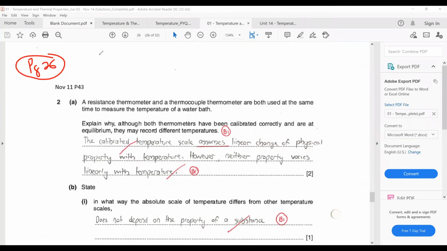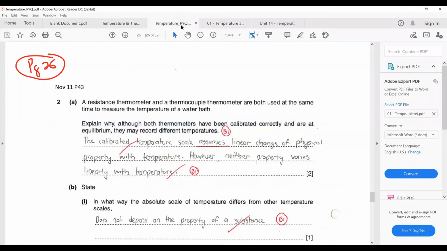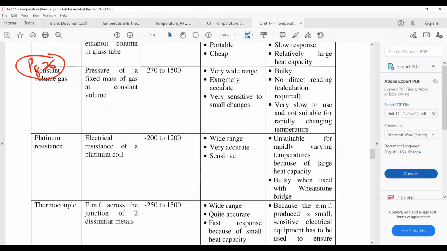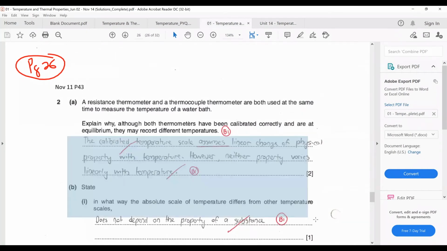You have a resistance thermometer and a thermocouple thermometer, both used at the same time to measure temperature of a water bath. Explain why although both thermometers have been calibrated correctly and are at thermal equilibrium, they are recording different temperatures. So this one I kind of explained to you already just now, where if you had two different thermometers using two different thermometric properties, if you try to use it to measure the same object, they will give you two different temperatures. The reasoning was because they do not vary linearly with temperature, right? So hence the answer here.